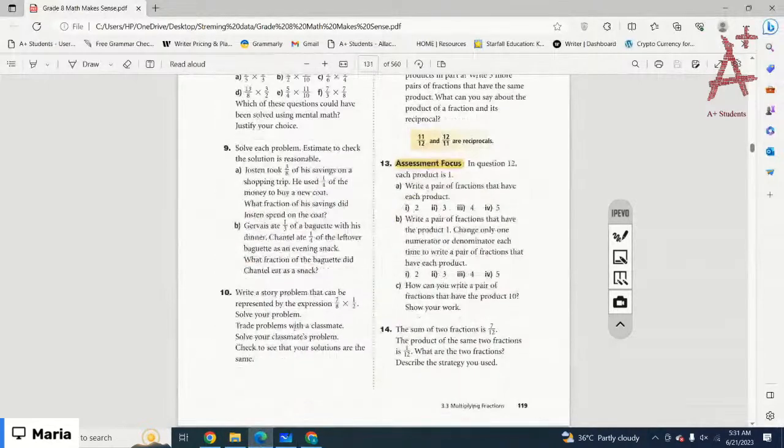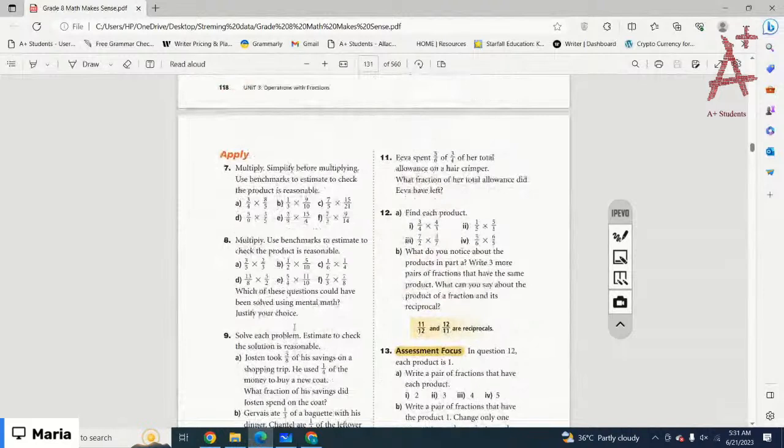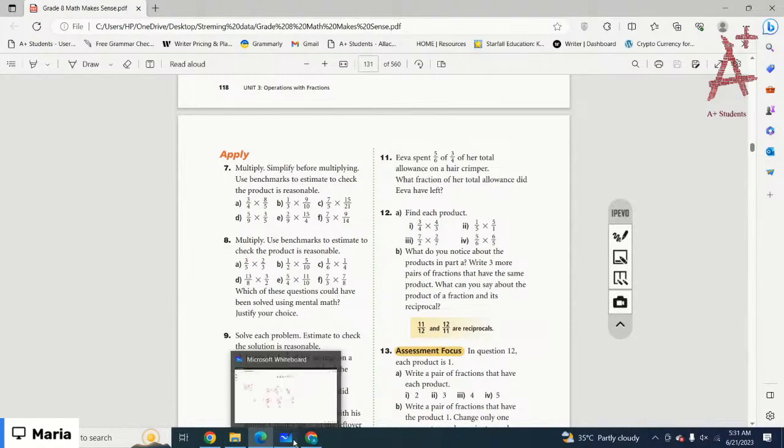Let's just look at question number 11. Eva spent 5 by 6 of 3 by 4 of her total allowance on a hair crimper. What fraction of her total allowance did Eva have left? Got it? So you have to do 5 by 6 of 3 by 4.